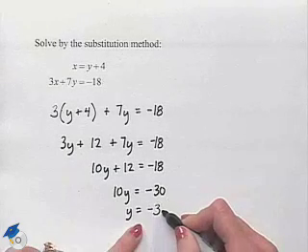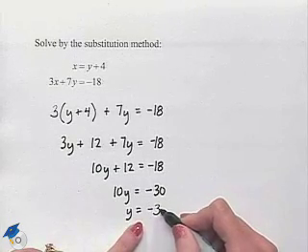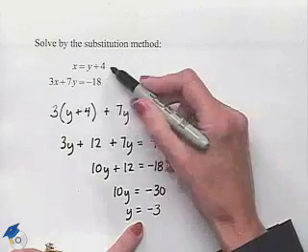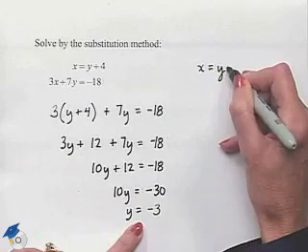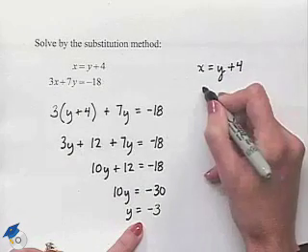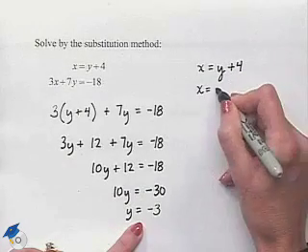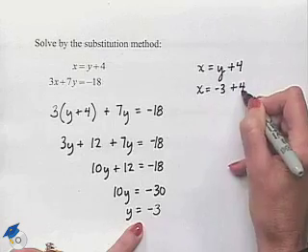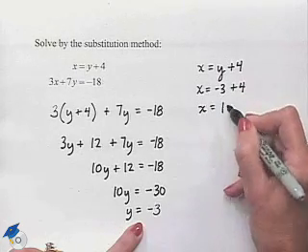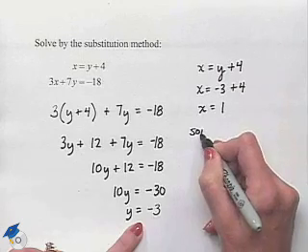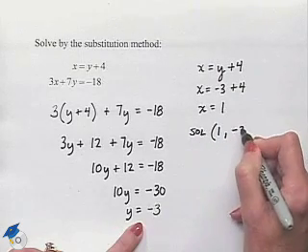Now that we've found a value for y, we're going to back substitute into one of our equations. In this case, the equation we want to back substitute in is the one that's solved for x. So we're going to take the value of y that we just found, that's negative 3, substitute for y, and come up with our x value equals negative 3 plus 4, which is 1. So the solution that's proposed is 1 comma negative 3.